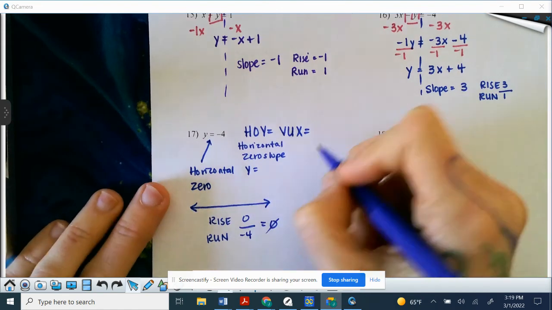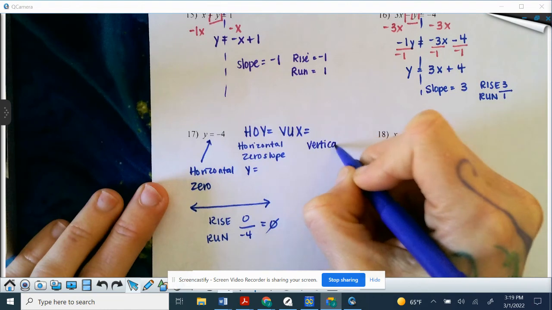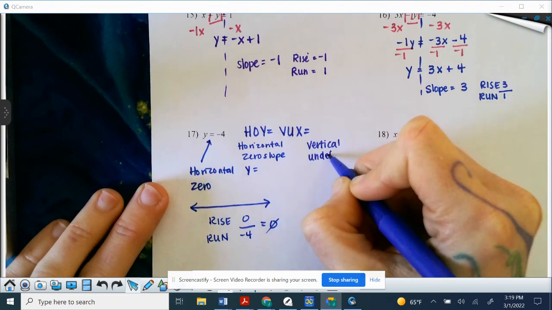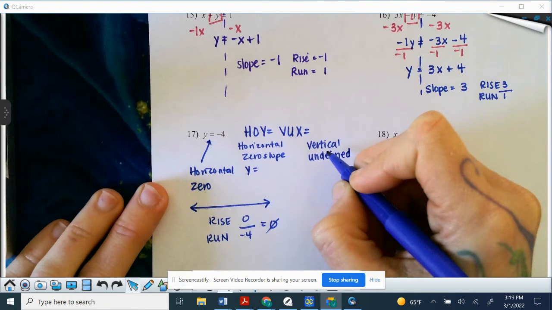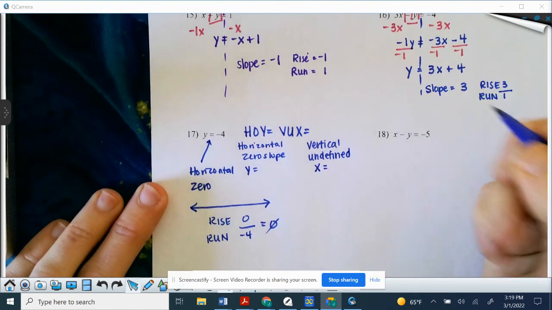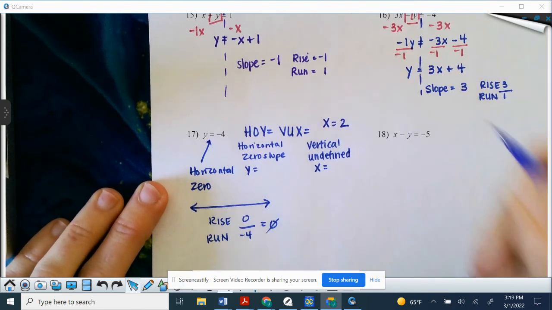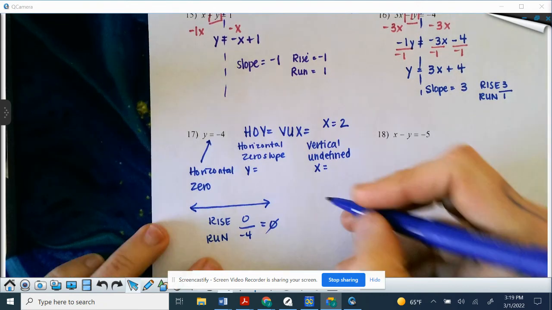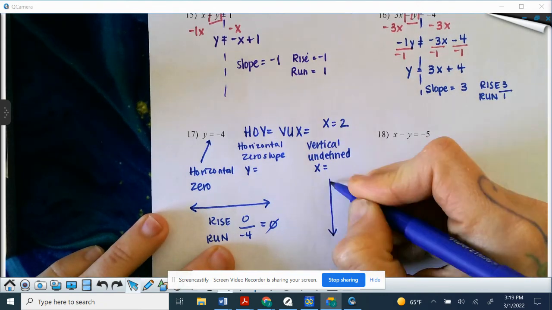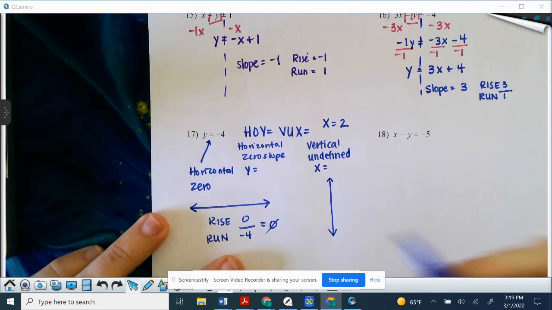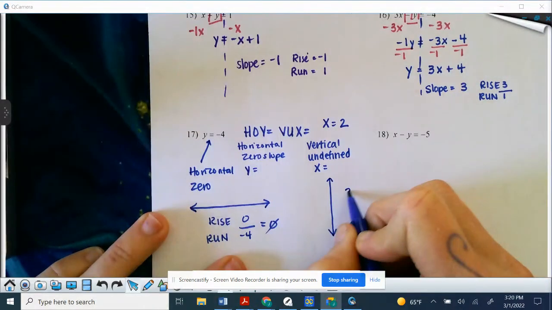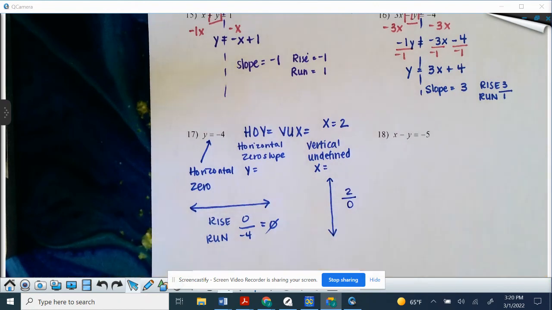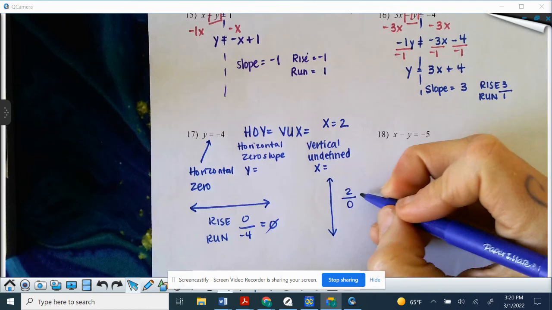VUX is vertical line, undefined slope, and then it's going to be an x equals equation. So if we had x equals 2 and we want to know what the slope is, because it's x equals and there's no y, there's no b, there's no m, it is an undefined slope. So vertical is up and down. And if it's x equals 2, that means the rise is going to be 2. The run is going to be 0. Type that in your calculator and you're going to get an error. You cannot divide by 0. So that's why this is undefined.